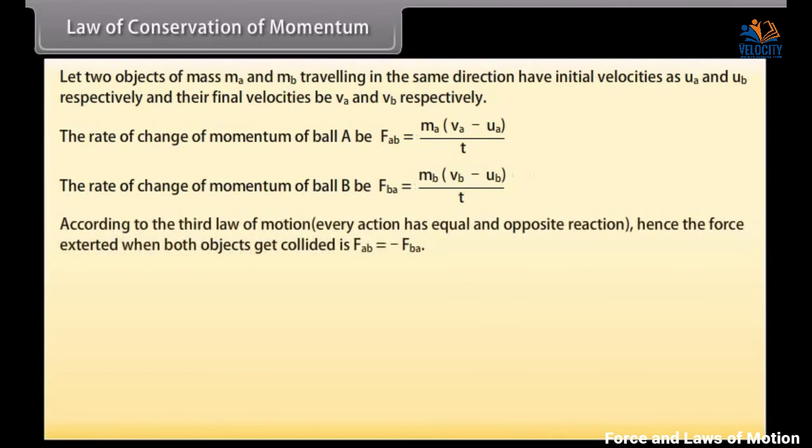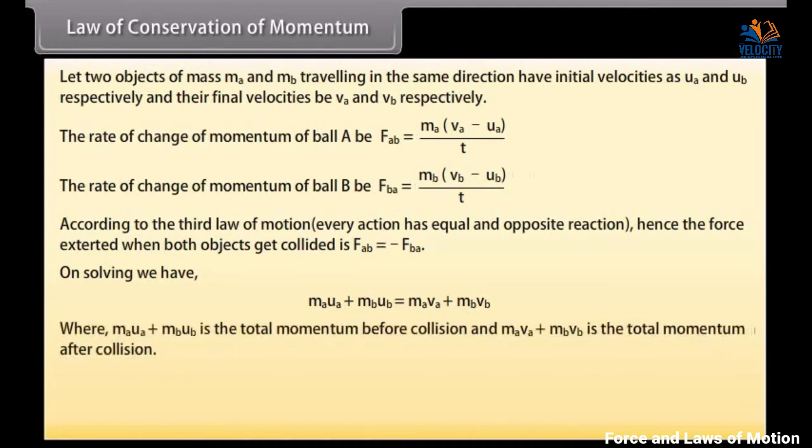According to the third law of motion, every action has equal and opposite reaction. Hence, the forces exerted when both objects collide are FAB equal to minus FBA. On solving, we have ma ua plus mb ub equal to ma va plus mb vb, where ma ua plus mb ub is the total momentum before collision and ma va plus mb vb is the total momentum after collision.